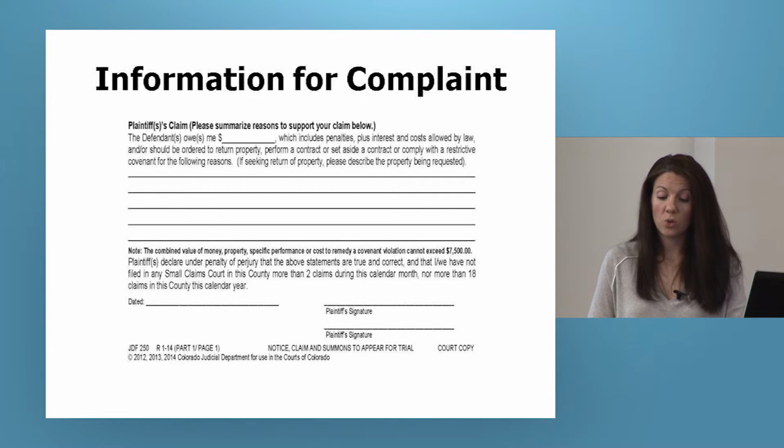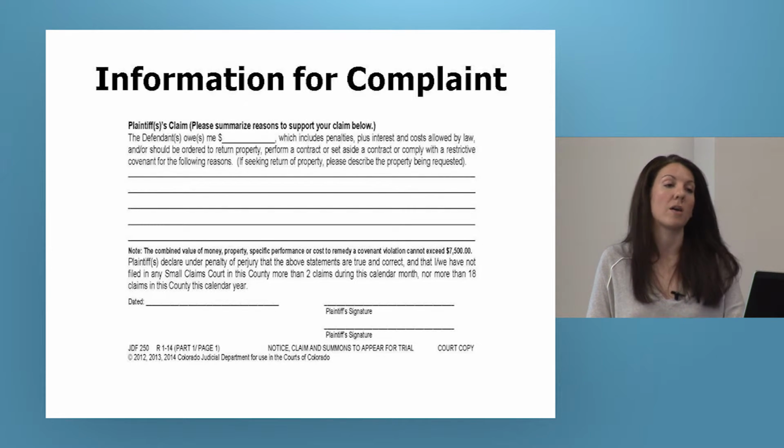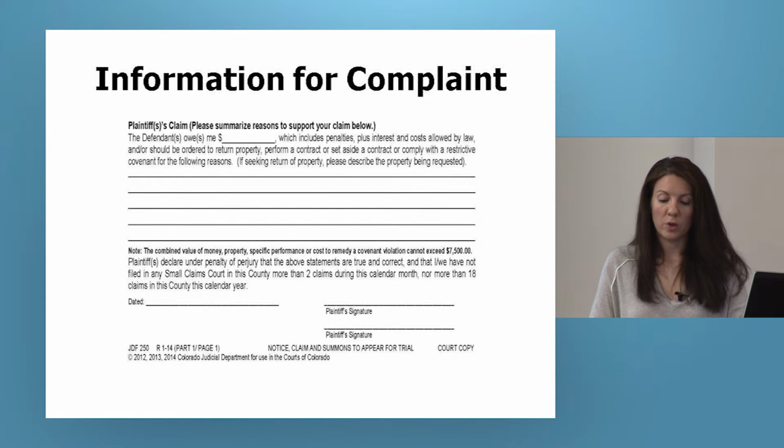And then you'll need to give a short recitation of the situation. You should be specific and detailed. You should state the applicable legal theory, so that would be breach of contract, security deposit dispute, civil theft, etc. And if your claim is based on the enforcement of a restrictive covenant or security deposit dispute, then you also need to include the address of the property or residence that gives rise to the dispute.